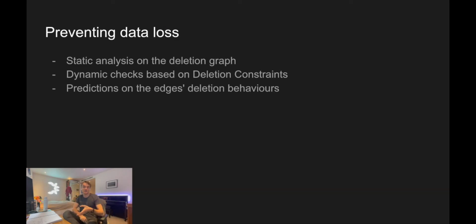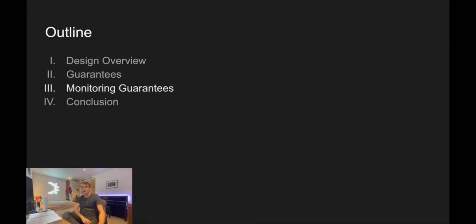Then we have dynamic checks, which at runtime evaluate if the constraints are actually respected or not. And finally, we run some predictions on the edge's deletion behaviors. So by looking at the data, we can predict if it's likely going to be a shallow soak or likely a deeper soak, and you can try to find mistakes that developers make early on.